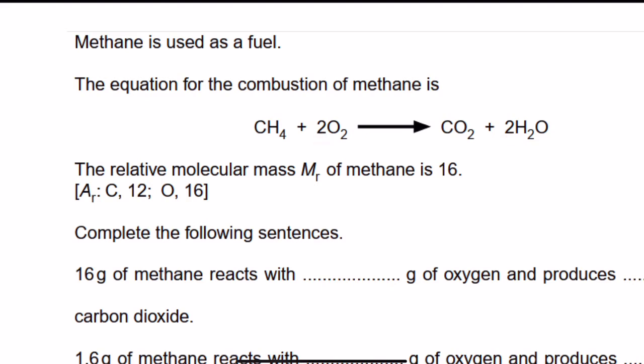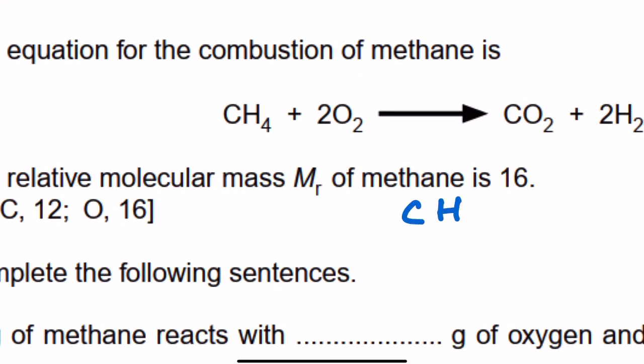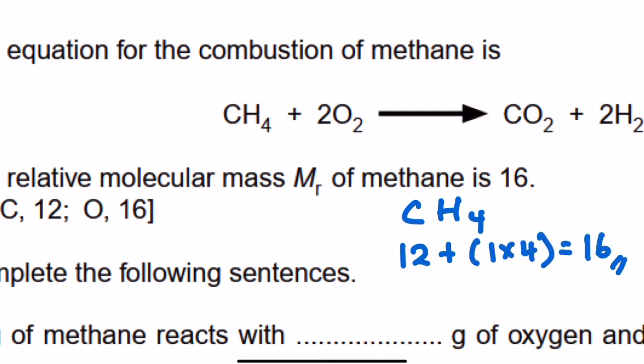Alright, so next sentence they give you the relative molecular mass MR for methane is 16. How do you get 16? Let's recap back. CH4: mass of carbon is 12, right? Then plus 4 times of hydrogen. Hydrogen is 1, right? So you need to multiply with 4. So therefore you get 16. That's how you get it.